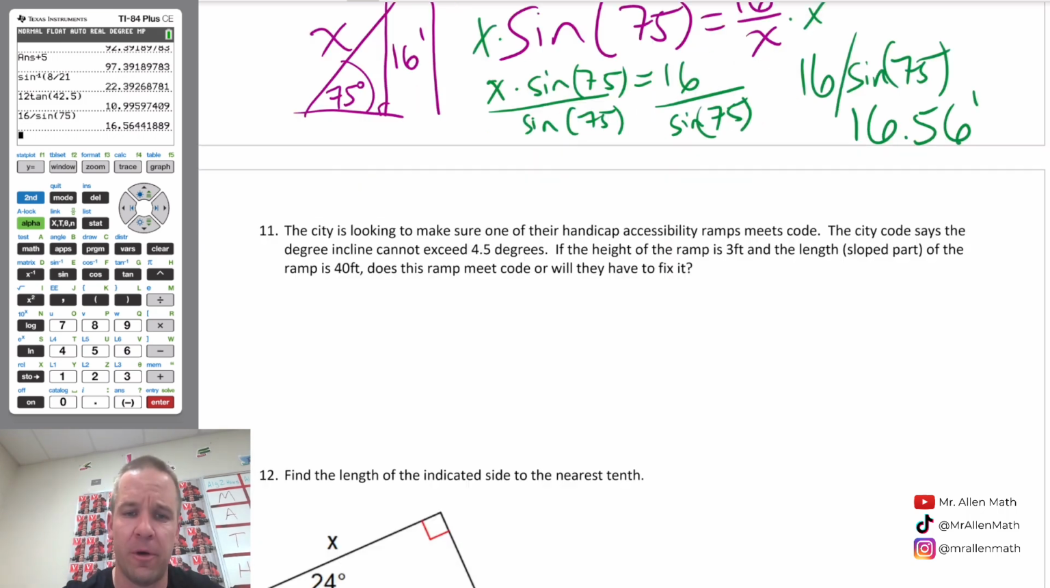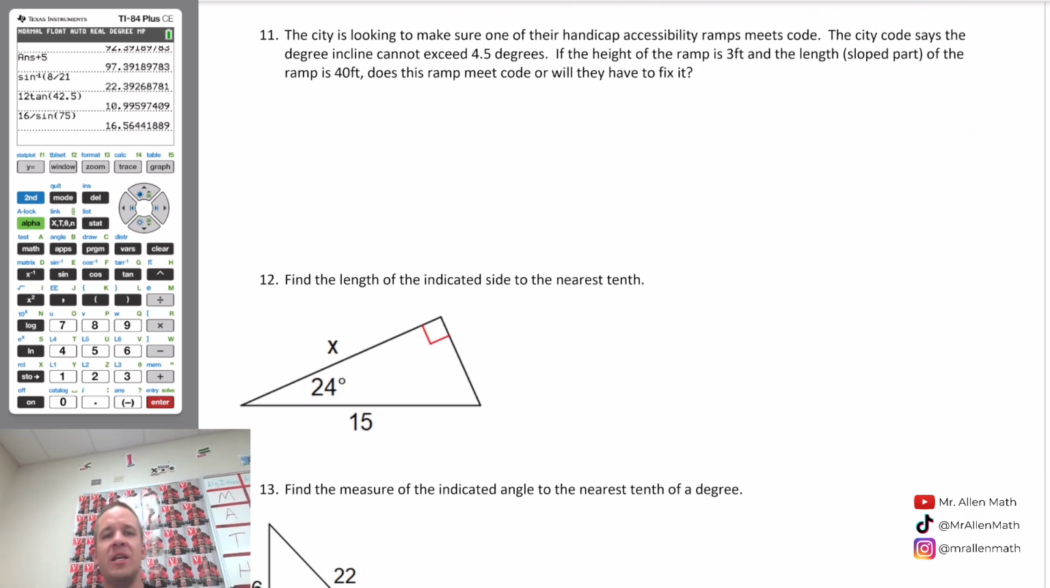Dope. Beautiful. Awesome. Next one here, we have the city is looking to make sure that one of their handicap accessibility ramps meets code.